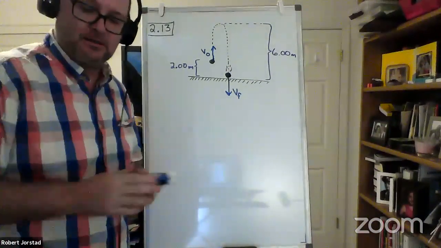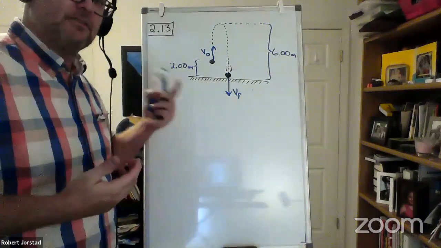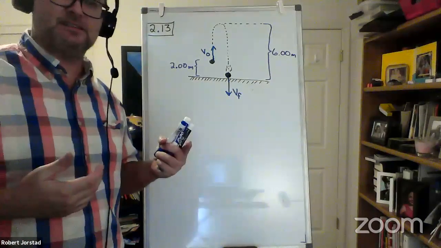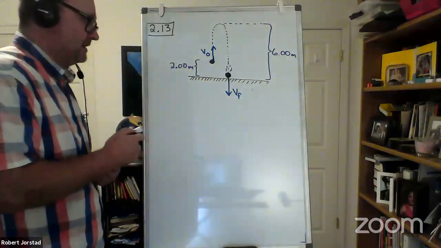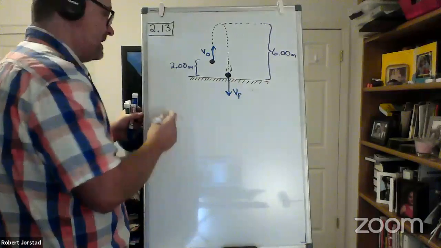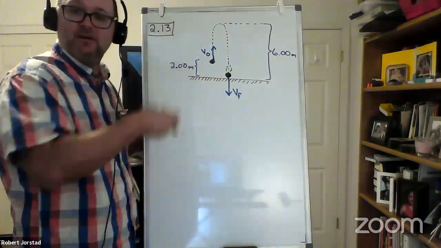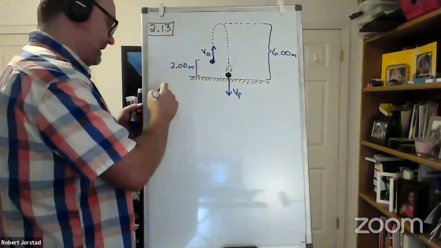And now I've drawn my picture. I've labeled it. The next step is to list knowns. This time we're going up and down, so I'm going to do Y labels.